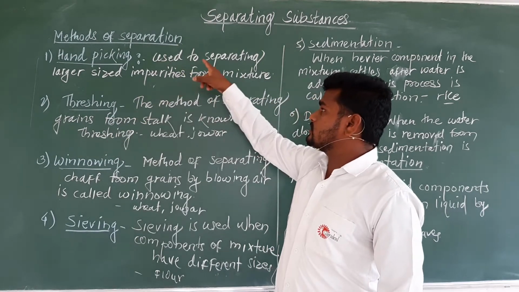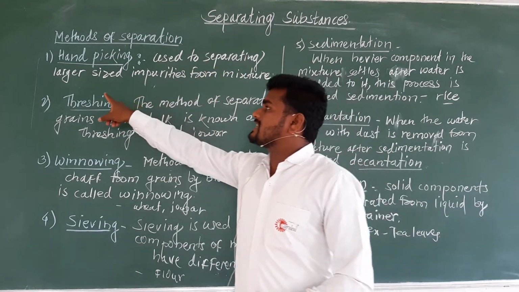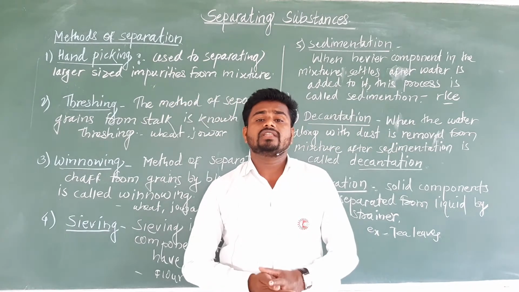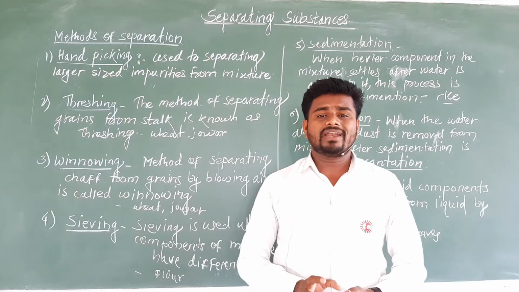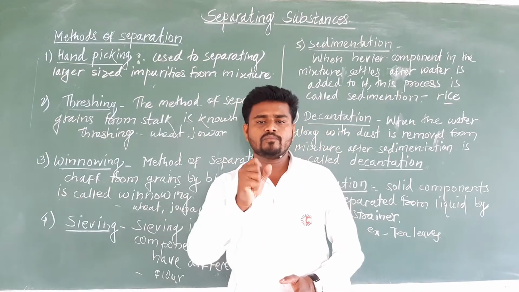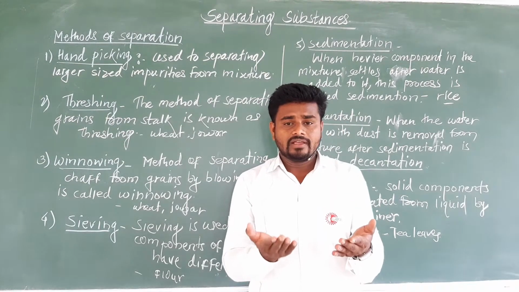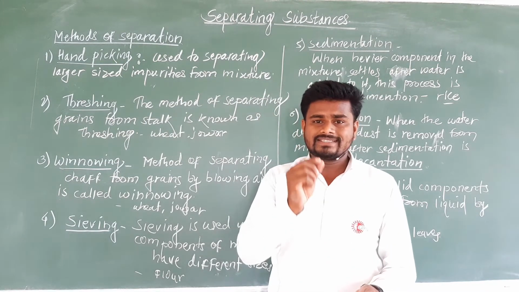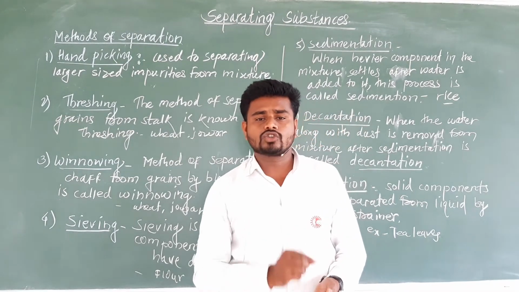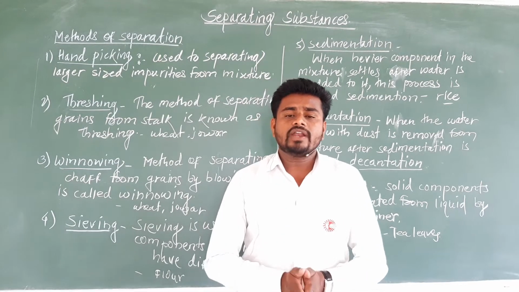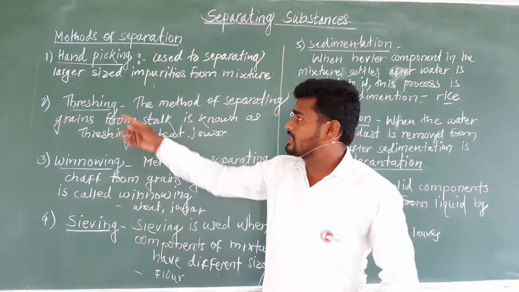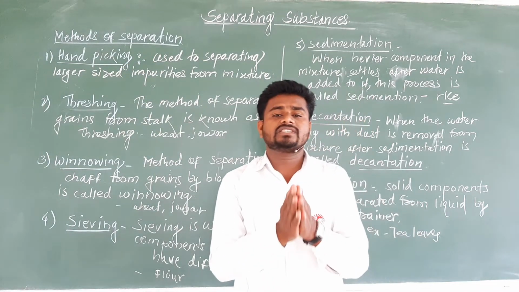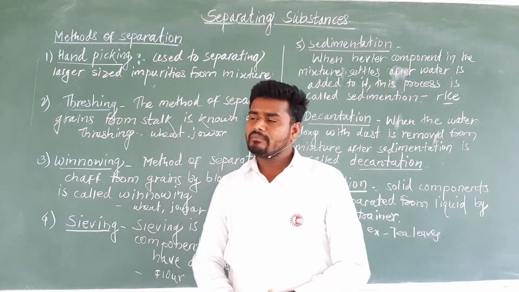This method is used for separating larger sized impurities from the mixture. Suppose we are going to cook the rice, then before cooking we separate the larger sized stones and some other impurities by the method of hand picking. This is the first method of separating components from the mixture.